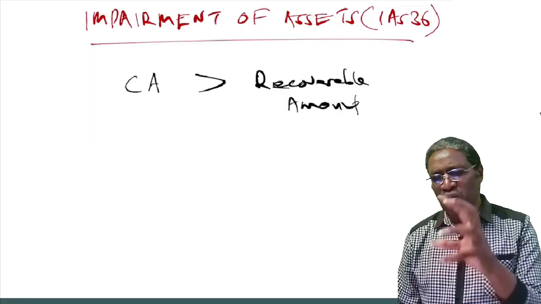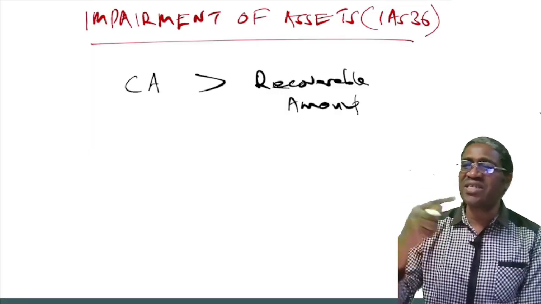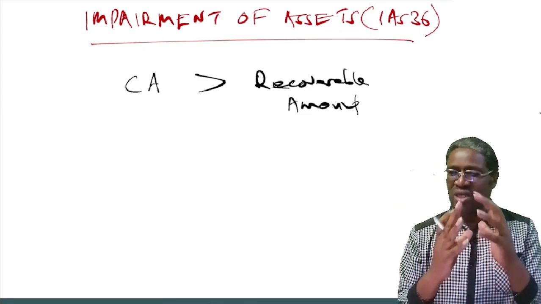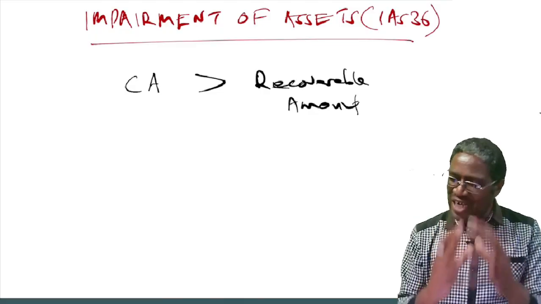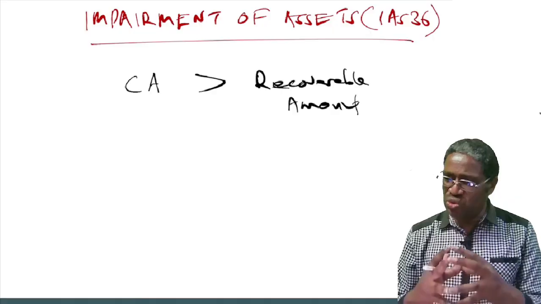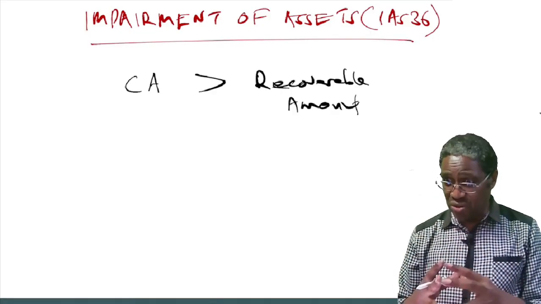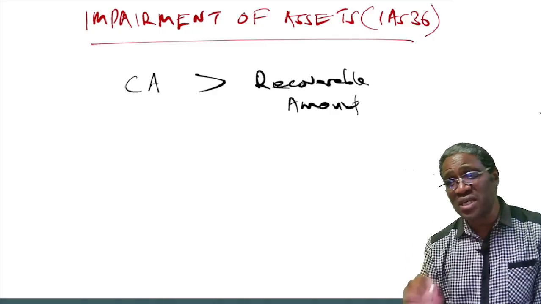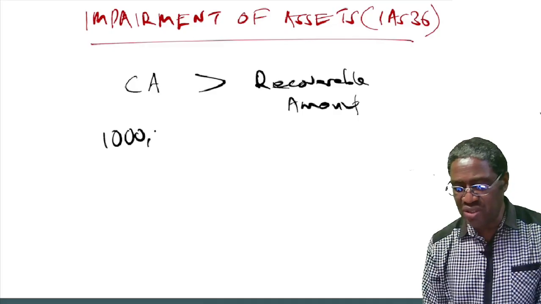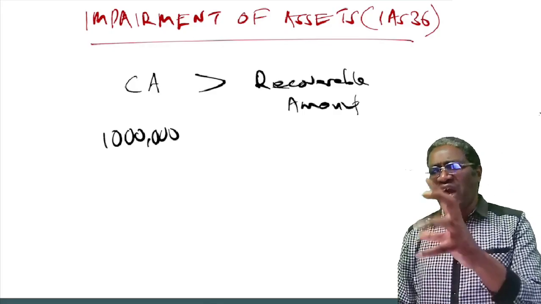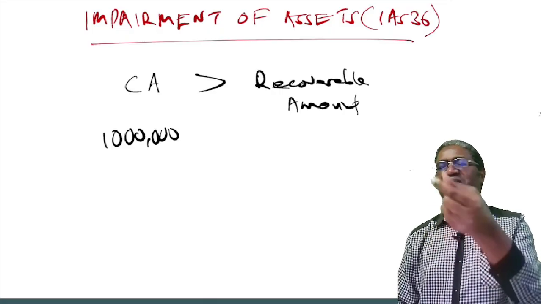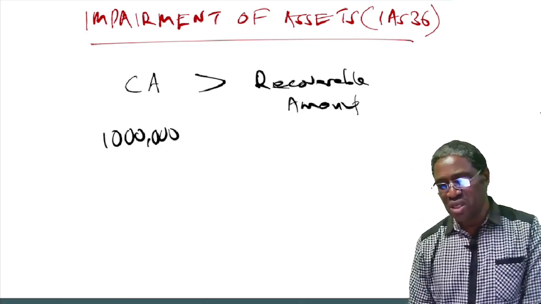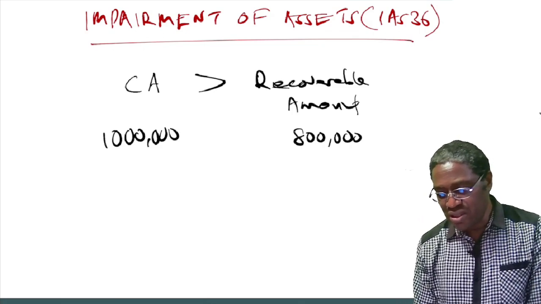Normally, the carrying amount of an asset is the value at which the asset appears in the books, meaning initially the net book value of the asset. That net book value is what we refer to as the carrying amount. Let's assume that in your company, one asset had a carrying amount of 1 million shillings. Then you calculated its recoverable amount and you found it was 800,000.